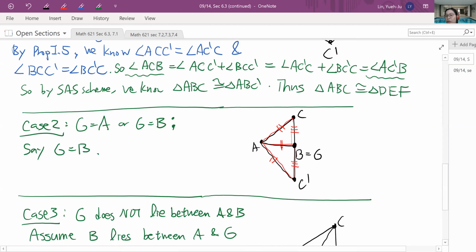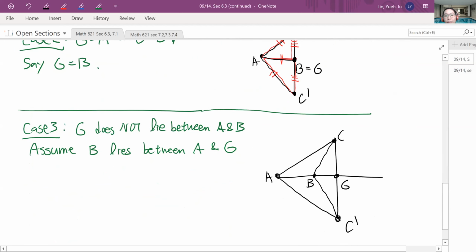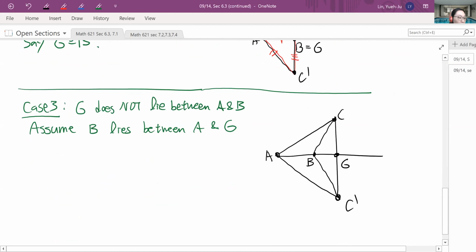Your goal is still to try to prove ABC is congruent to ABC prime. From this picture, you already have all the information you need. So case 2, I would say, in some sense, is even much easier than the other cases. Case 3, you need to do something similar to case 1.